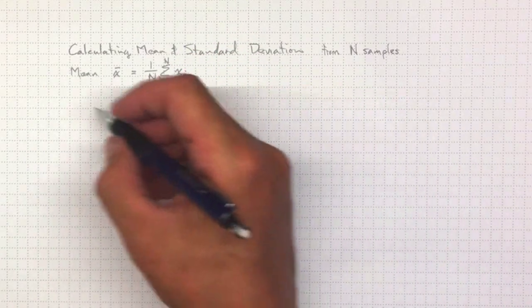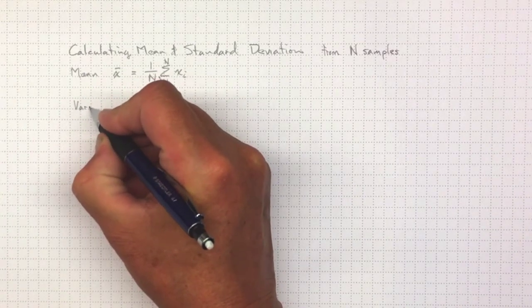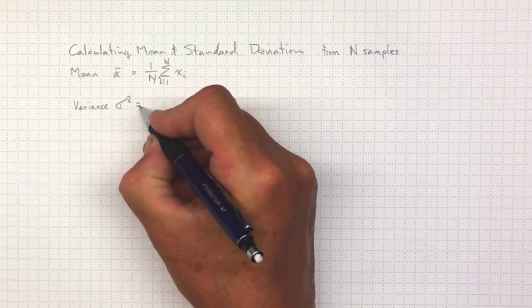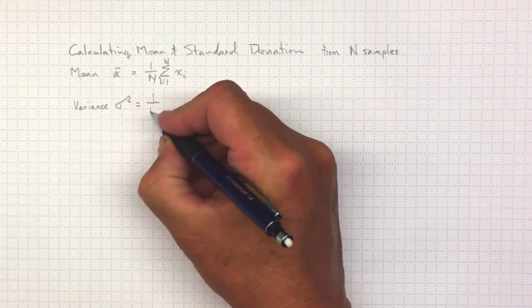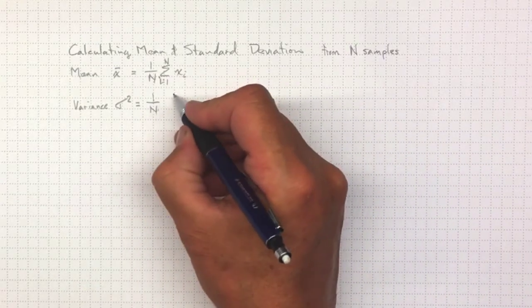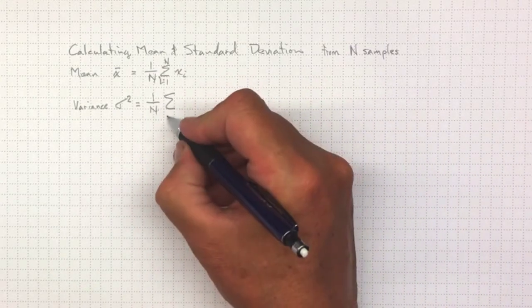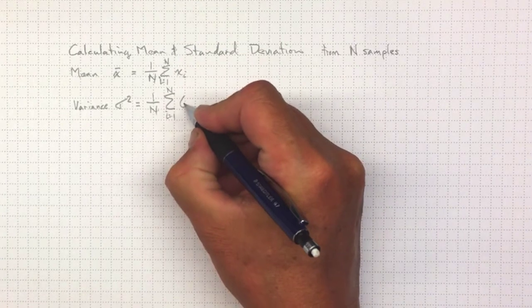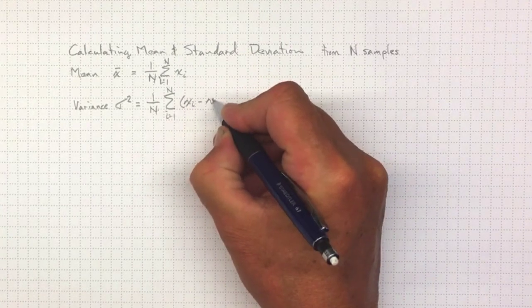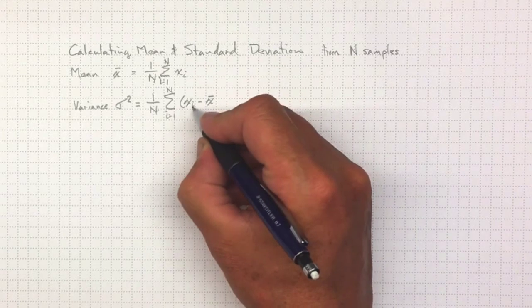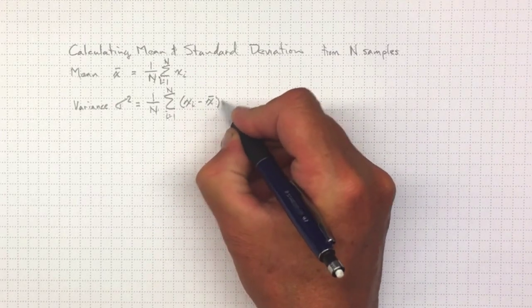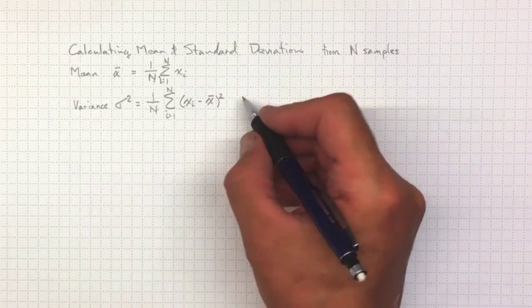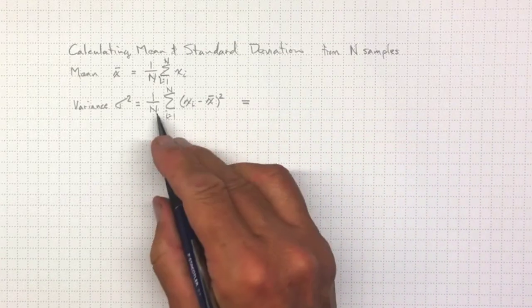And likewise, the variance is defined, and that's just the square of the standard deviation, so sigma squared, as the average of the square of the deviation of any sample from the mean. So that's again going from i equals 1 to n, xi minus x bar, so that's the difference of any one sample from the mean of all the samples, squared, so that's always positive.